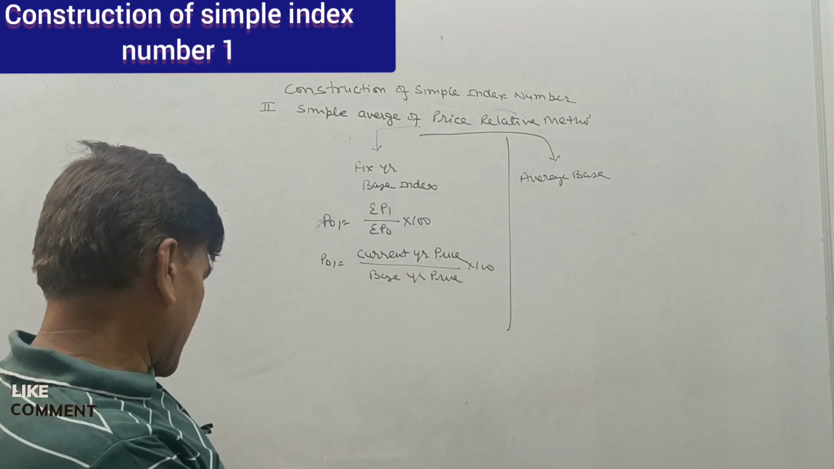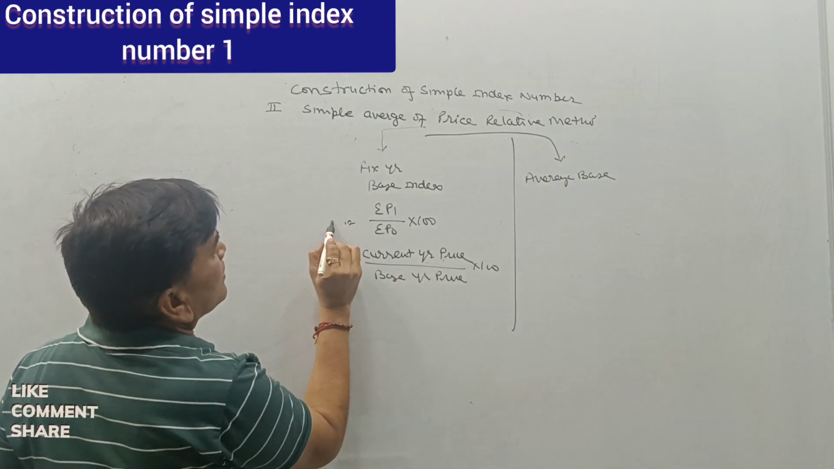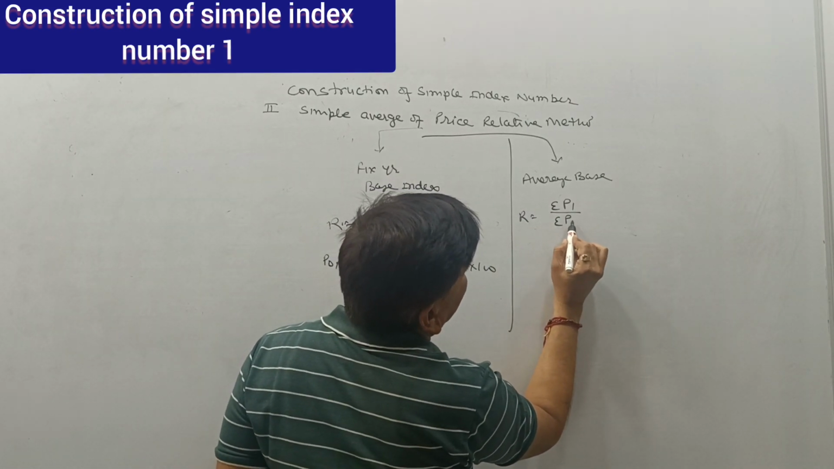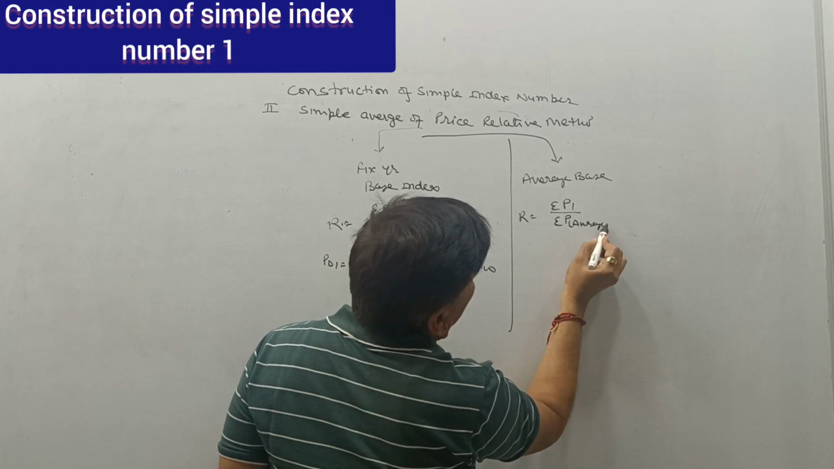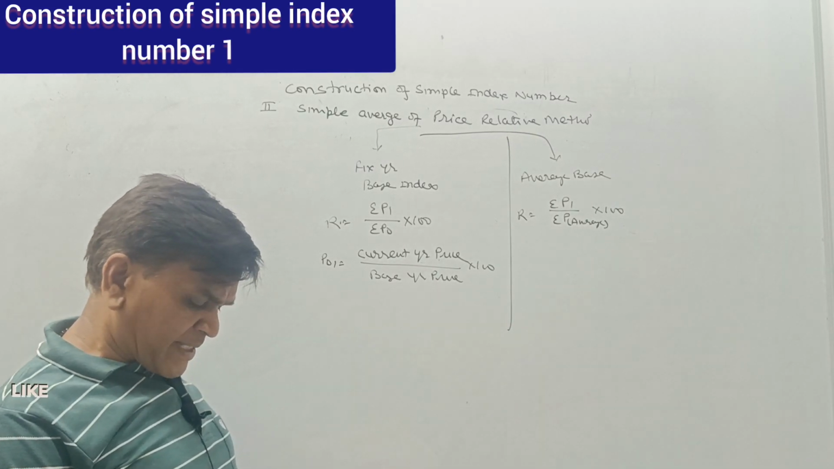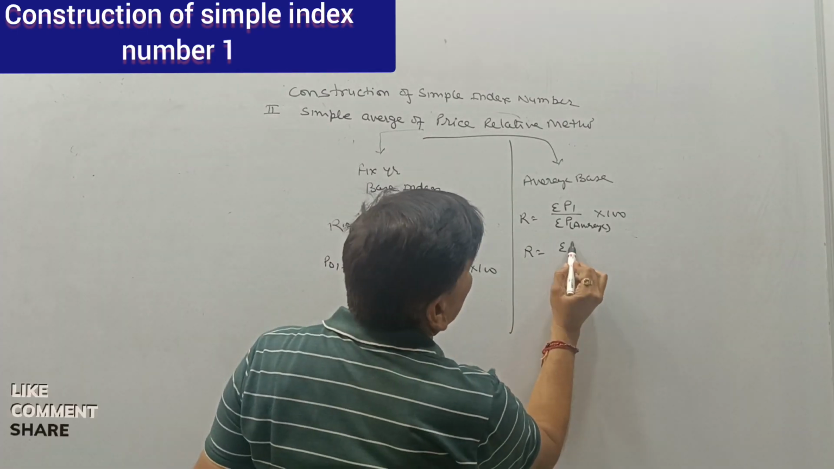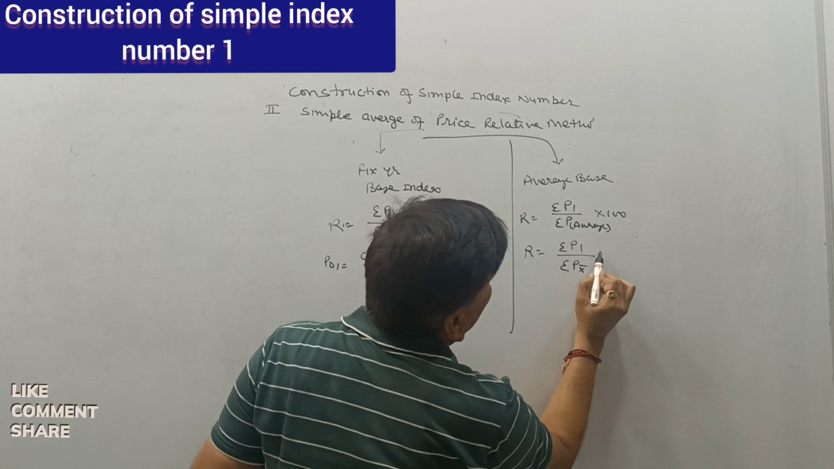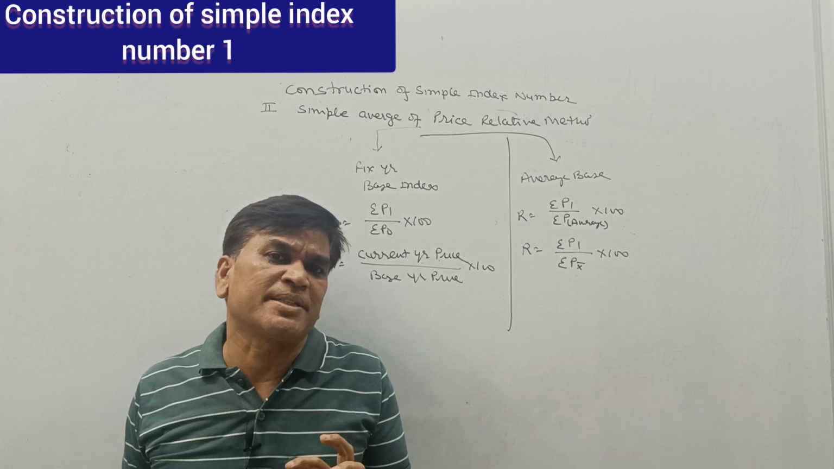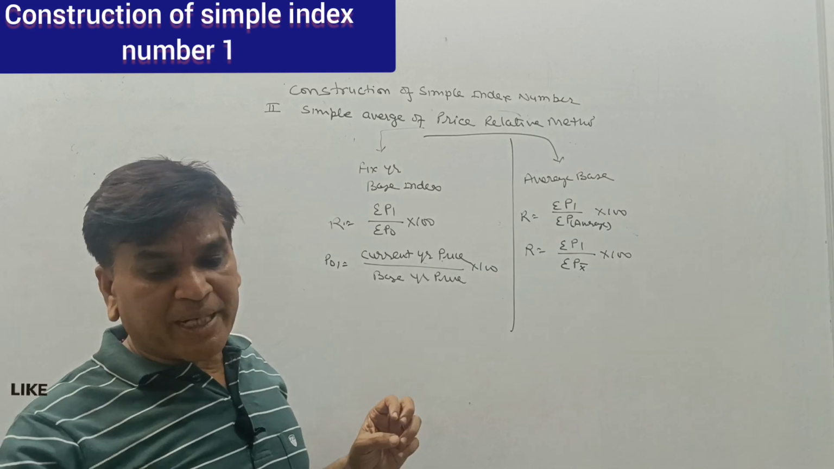And the second method is average base. In such a condition, the price relative R is equal to P1 divided by the average price, multiplied by 100. It means each item we will divide by the average. So we can write R equals P1 divided by P x bar, multiplied by 100. P1 is the current year price, P x bar is the average price. This method is called the simple average of price relative method.